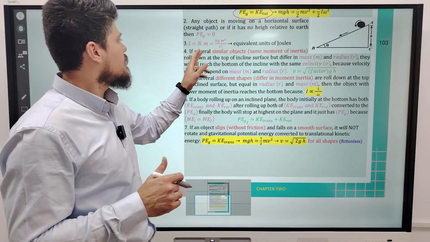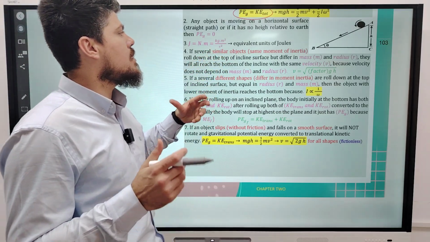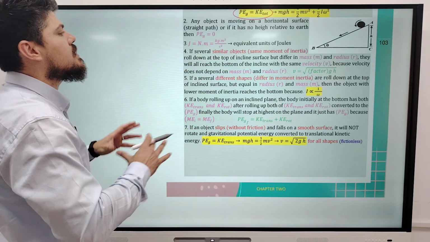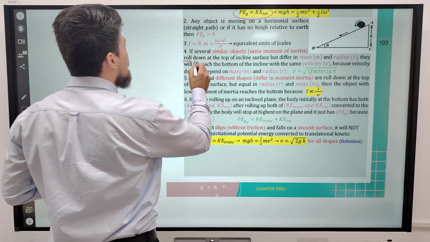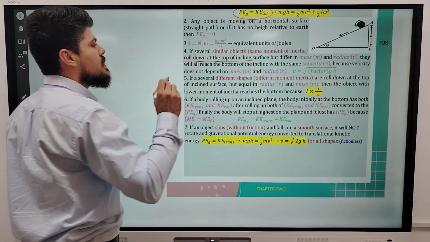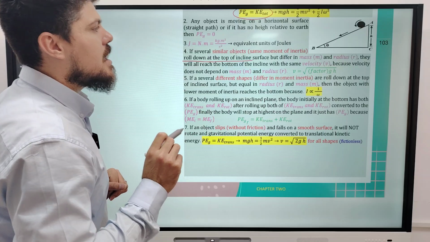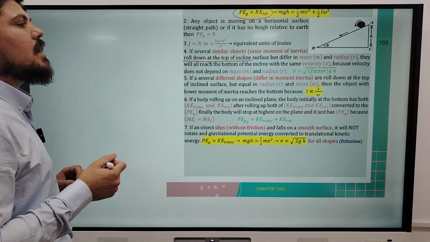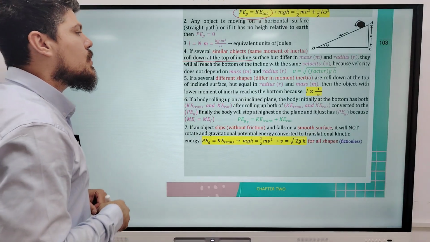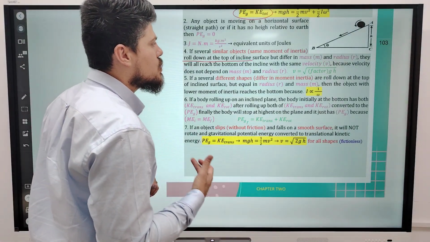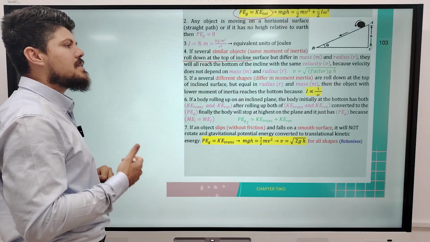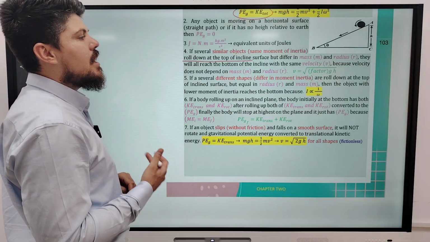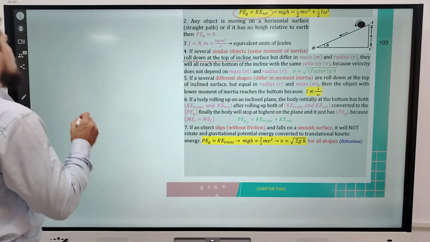If several similar objects, what do you mean by similar objects? Same moment of inertia. All objects have the same moment of inertia, roll down the top of the inclined surface, but differ in mass and radius. They will reach the bottom of the incline with the same velocity, because the velocity at the bottom of the incline does not depend on mass and radius. Instead, it depends on gravity, height, and the shape of the object.